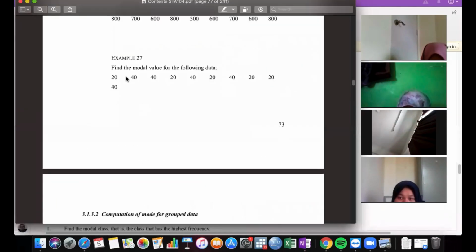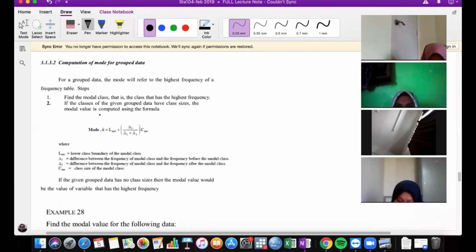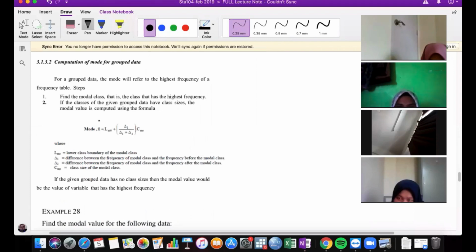Now, example number 27. By looking at example number 27, we have 1, 2, 3, 4, 5, 6, 7, 8, 9, 10 observations. So 20 we have 1, 2, 3, 4, 5, and 40 also has 5. So there is no mode here because there is no most frequent observation. Both are the same, 5 and 5. For example number 27, we don't have a mode. Now, just now was the calculation of mode for ungrouped data.